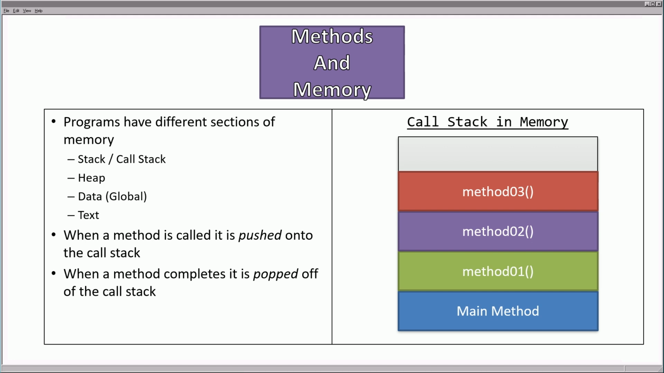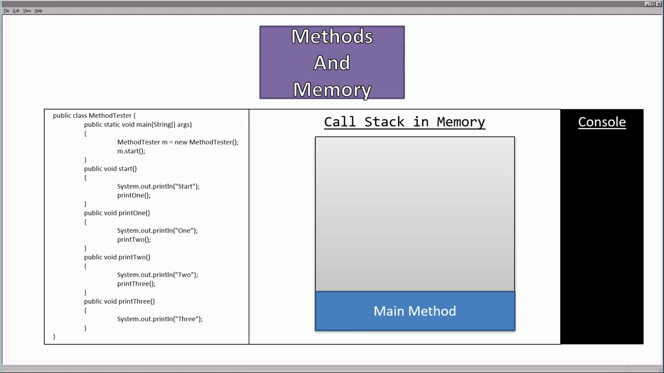In a future course, we're going to discuss the data structure called a stack. The thing to keep in mind is a stack is a last in, first out structure. The last method that was called will complete and then go back to the previous one. This is how we can jump from one method to another. Once it's completed, we jump back to the previous method that called it. Let's take a look at that.